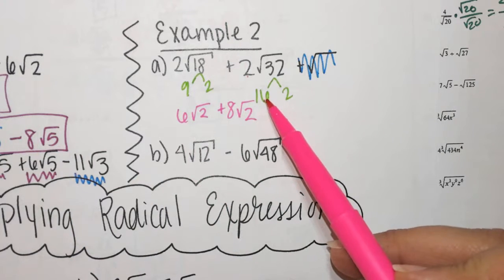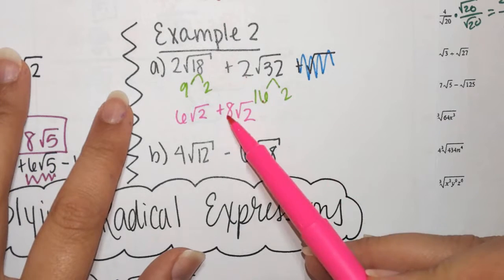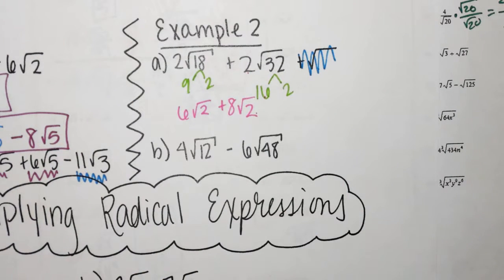Then I came over to my 16. The square root of 16 is 4. 4 times 2 is 8. This 2 wants to stay in the house to read Harry Potter. Does that help? What's your question?